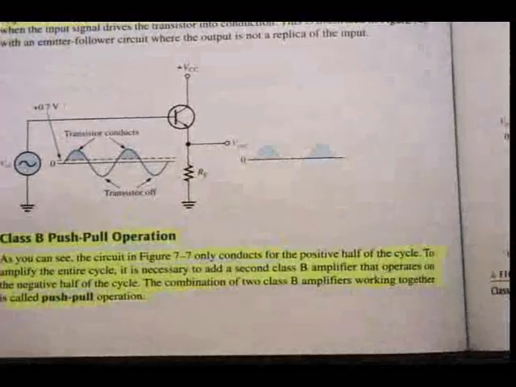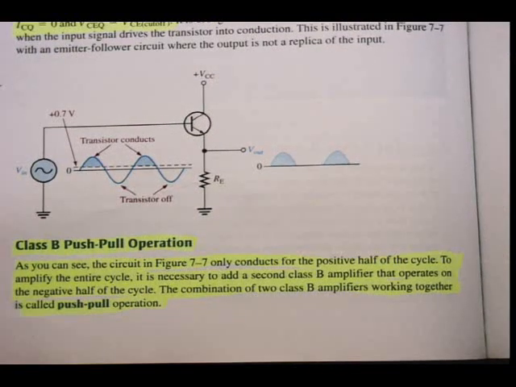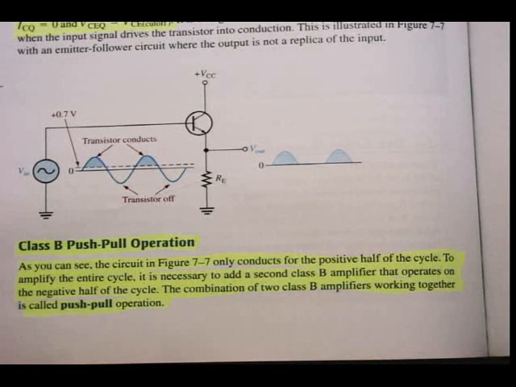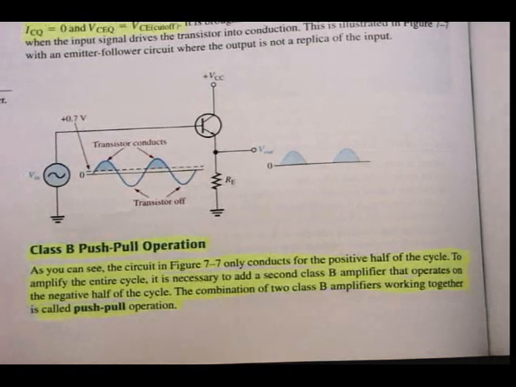It says there, class B push-pull operation. As you can see, the circuit in figure 7.7 only conducts for the positive half of the cycle, even it's actually a bit less. To amplify the entire cycle, it is necessary to add a second class B amplifier that operates on the negative half of the cycle, because that's not amplified at this stage at all. The combination of the two class B amplifiers working together is called push-pull operation. One for the positive half, one for the negative half.